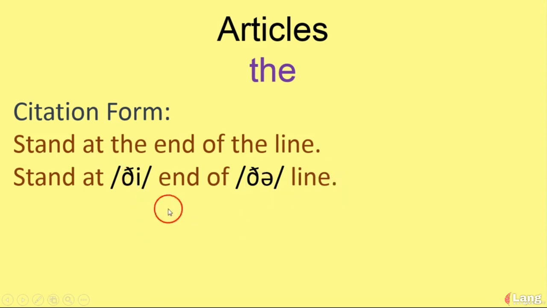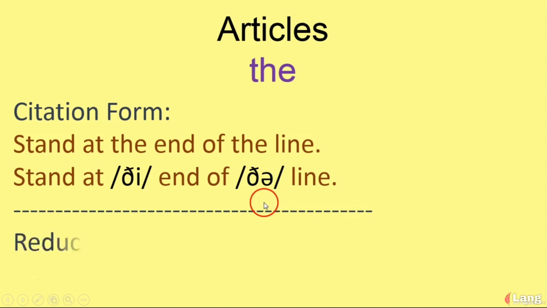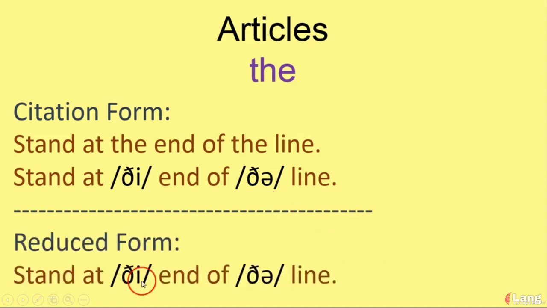Do you see how the pronunciation changes depending on the word that comes after? If the word after begins with a vowel, we say "thee". If it begins with a consonant, such as in the word line, we say "the". Stand at the end of the line. And even when we're speaking quickly, we still use the same pronunciation. Stand at the end of the line. Repeat after me. Stand at the end of the line.